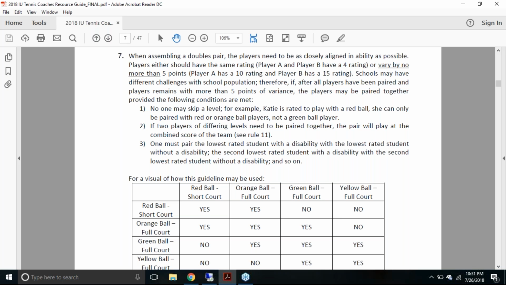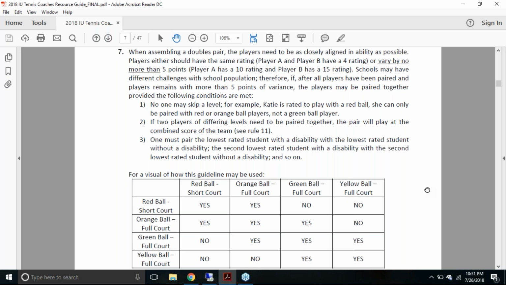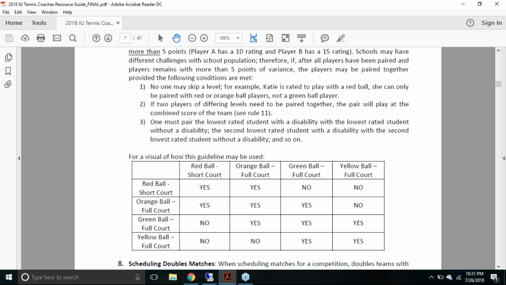Schools may have different challenges with school populations, however, and therefore, if after all players have been paired there are players that remain with more than those 5 points of variance, the players may be paired together provided that the following conditions are met. So these are intended to be done in this exact order. No one may skip a level. For example, a red ball player cannot be paired with someone who would independently be rated to play green or yellow. However, a red ball player can play with red ball players or an orange ball player.